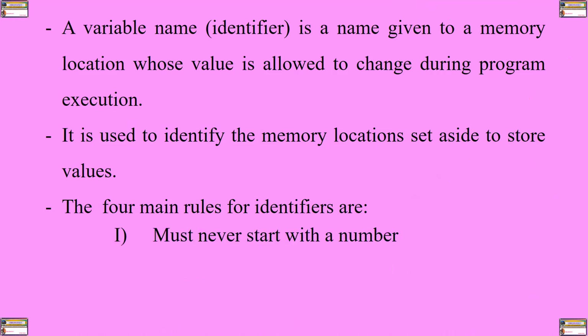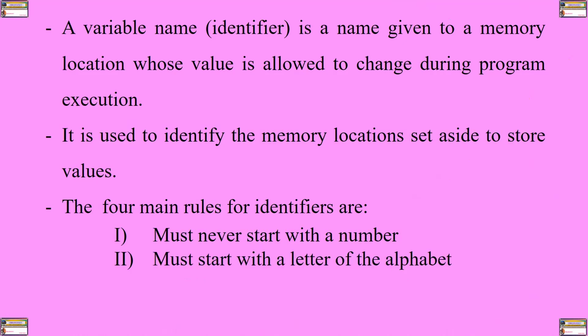One of those rules is that you must never start the name of a memory location with a number. Number two, every variable must start with a letter of the alphabet. So when you are naming your variables, ensure the name of the memory location you are setting aside starts with a letter of the alphabet, for example A, B, C, D, etc.